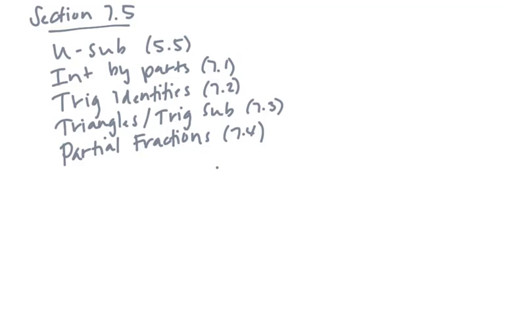In section 7.5, we look at strategy for integration. Integration is hard because all the problems start off with the integration of something, usually dx or dm or a variable. So our methods are u-sub that we learned in 5.5, integration by parts that we learned in 7.1, trig identities in section 7.2, that's where you do like you did in verify back in trigonometry, trig substitution in 7.3, and partial fractions in 7.4.